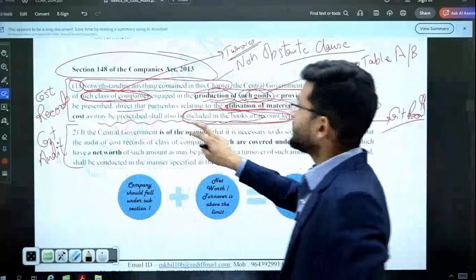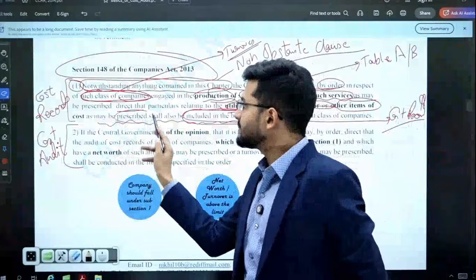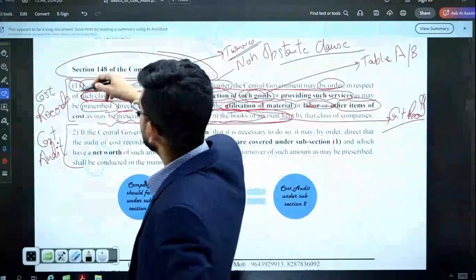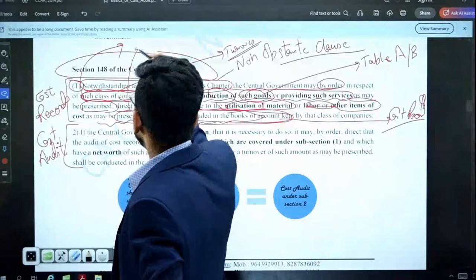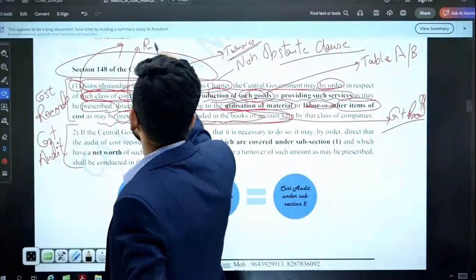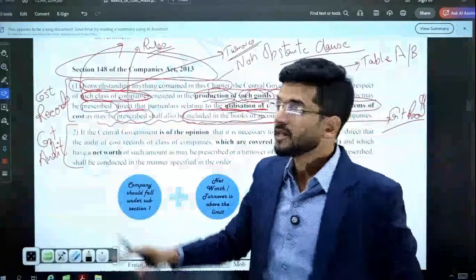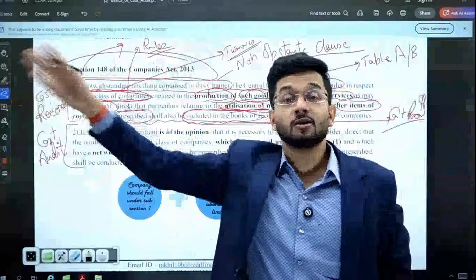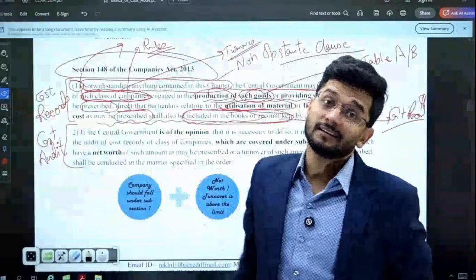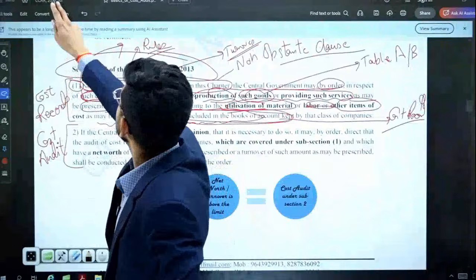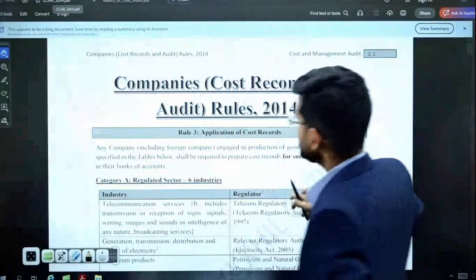So the criteria, what is the prescription? Who has given this prescription? Where is the criteria given? Guys, this prescription was the turnover. What is the goods? This is given in the rules, the Rules 2014. The section has directed you to the rules. Now we will see the rules. Alright, let's see the rules.